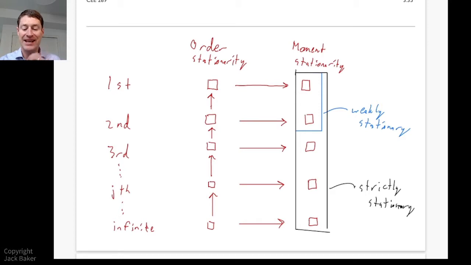All right, and then we can see if I have a second order stationary process, I by implication have a weakly stationary process, because the moment stationarity is going to be ensured by that. And if I have an infinite order stationary process, I'm guaranteed to have a strictly stationary process as well, because of this chain of relationships. So that's a way to think through the hierarchical nature of these stationarity characteristics. Okay, so that is stationarity, and we'll stop this video here.